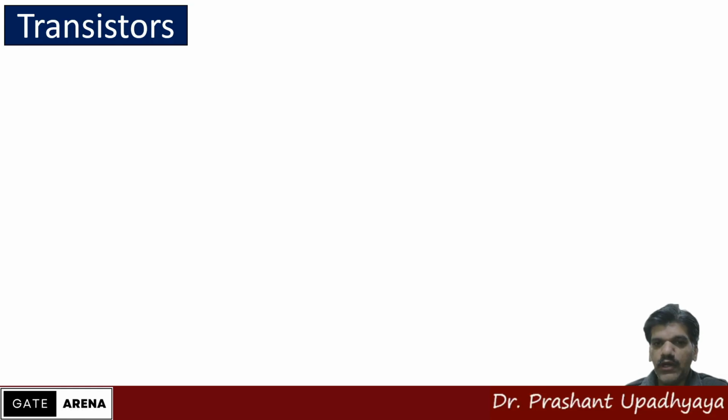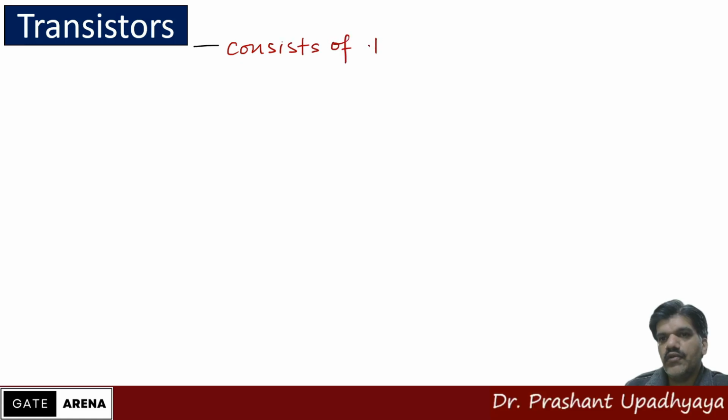In today's topic, we are going to talk about the transistor. So when we are talking about the transistor, we say that the transistor consists of two p-n junctions. So I'm writing here that it consists of two p-n junctions.